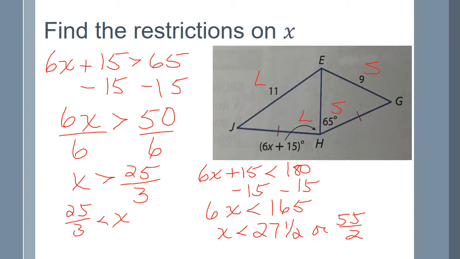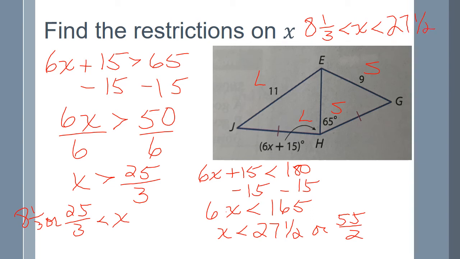So 25 thirds comes out to, this could be 8 1/3 or 25 thirds. So our final answer is going to be, let's say, 8 1/3 is less than x is less than 27.5.